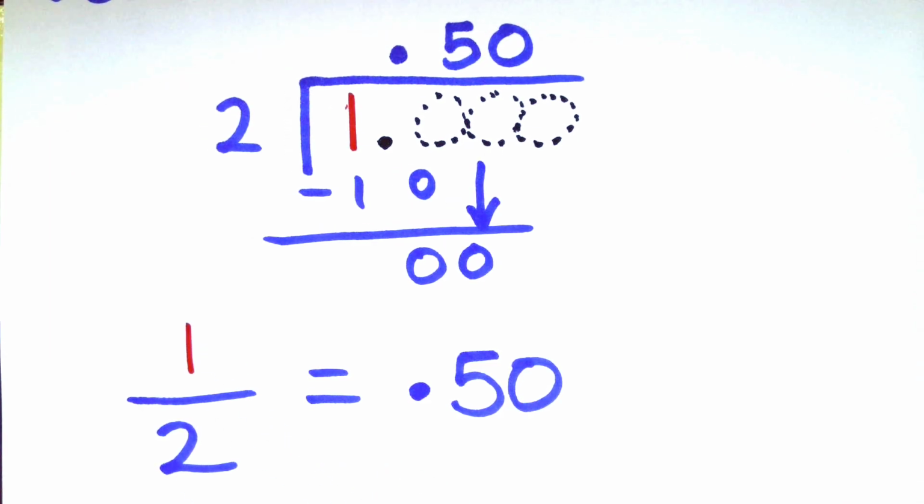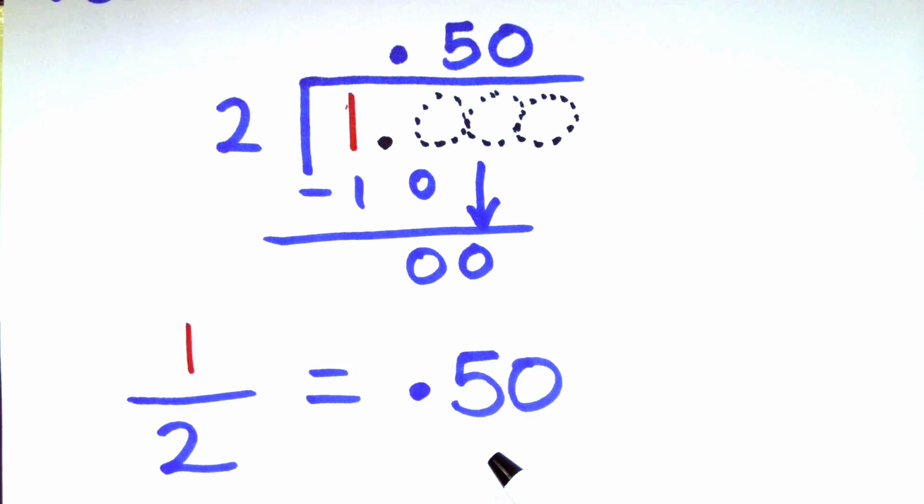Again, 1/2 or 1 divided by 2 gives me a decimal value of 0.50, or 50 hundredths, right? 50 hundredths. Okay, so 1/2 is equivalent to 0.50. They're both equal to each other. One is in fraction form, the other is in decimal form.